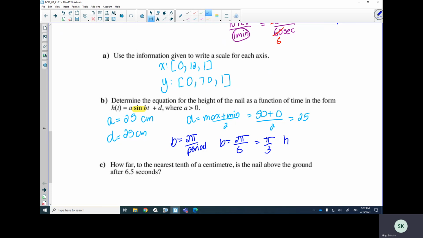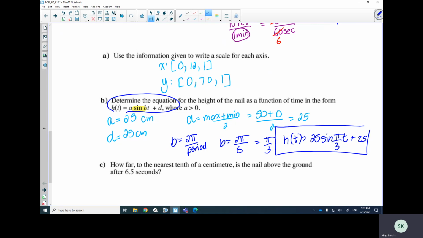The height of the nail, according to time, is equal to, so we've got to fill this in, 25 sine, the B value is pi over 3 times t. T is your x, though, on your calculator, and then plus your D value. Your D value is 25. That is your equation there.